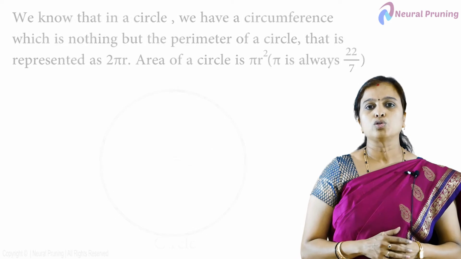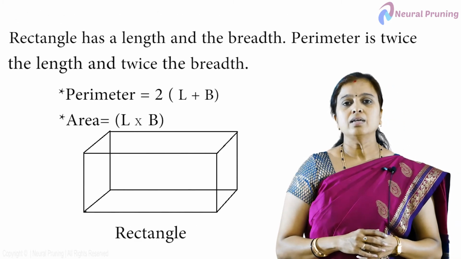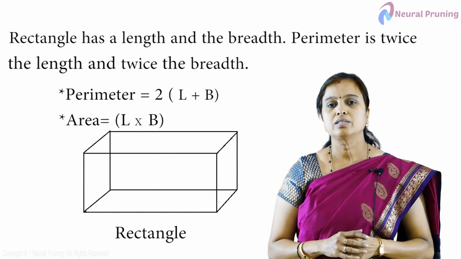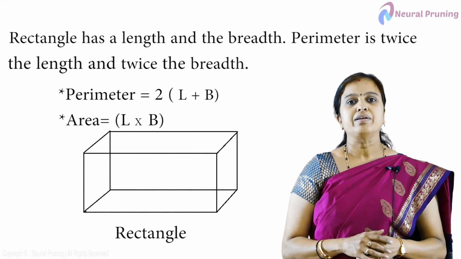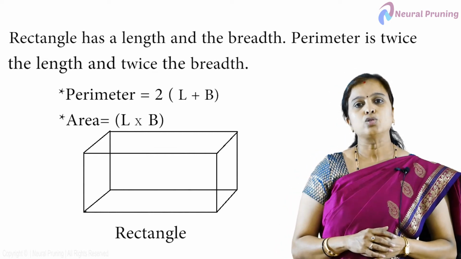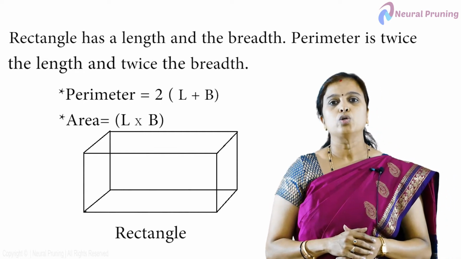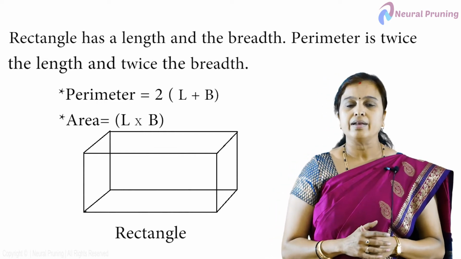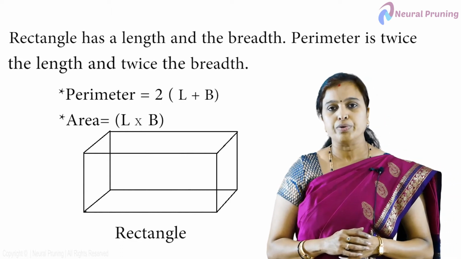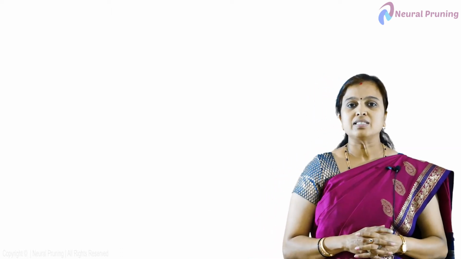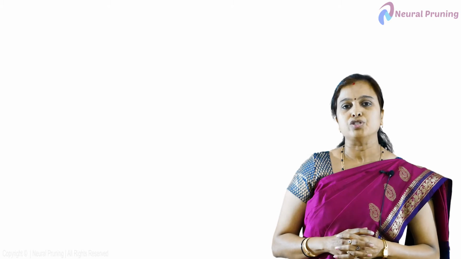From circle we go to a rectangle, the length and the breadth, where the perimeter is twice the length and twice the breadth, which can be written as perimeter is equal to 2 into (L plus B). Area is equal to length into breadth. These are the basic ones which we have learned, the two-dimensional.